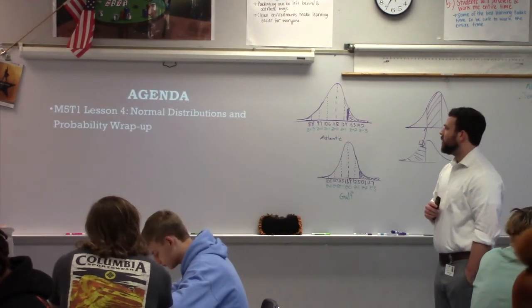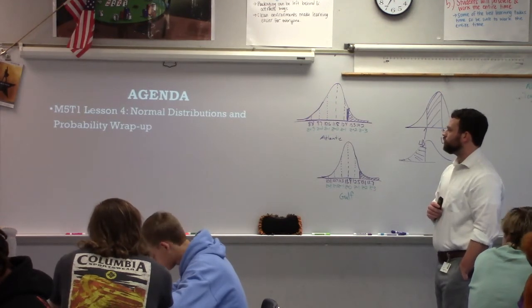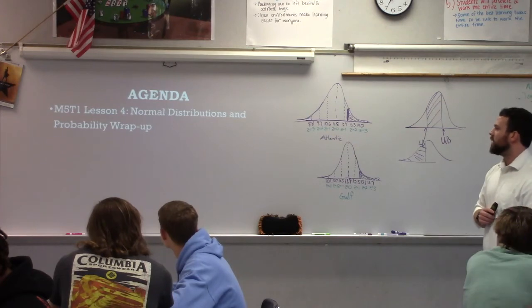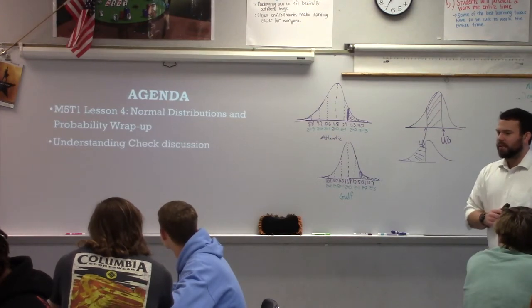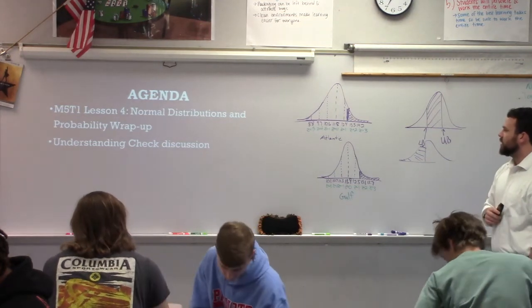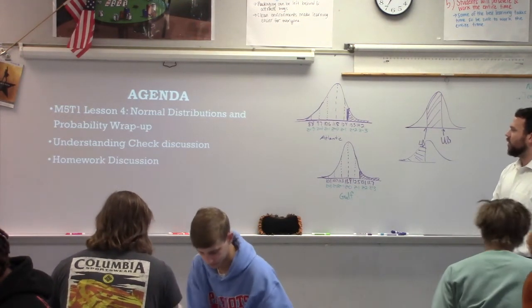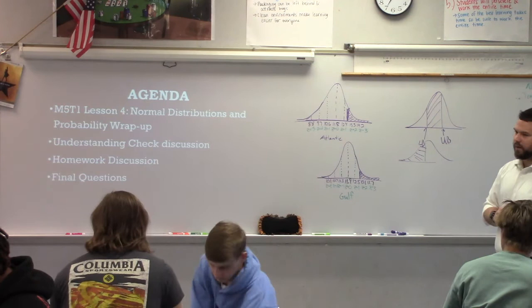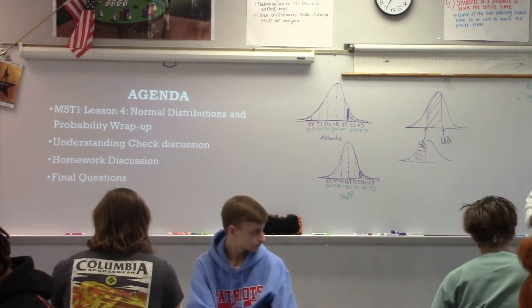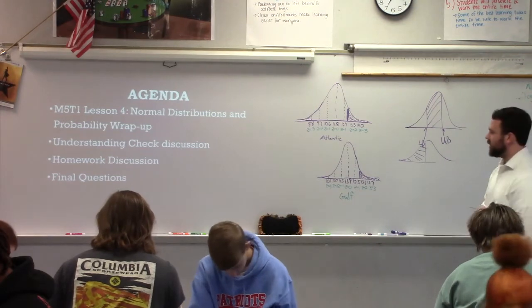Alright, agenda. We're going to do the normal distributions and probability wrap up. There's only one more lesson out of the book. It's activity 4.2. We're going to have an understanding check discussion, a homework discussion, and then any final questions from there. M5-48, that's where we're looking.